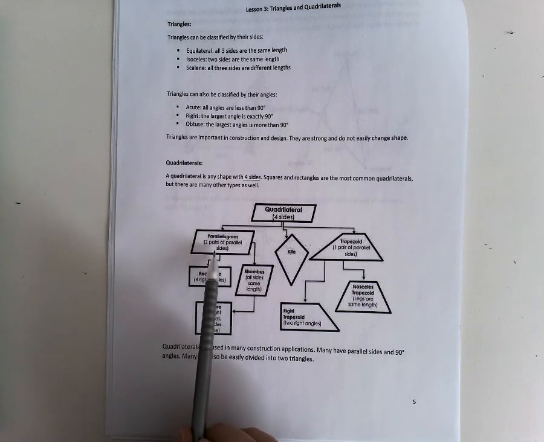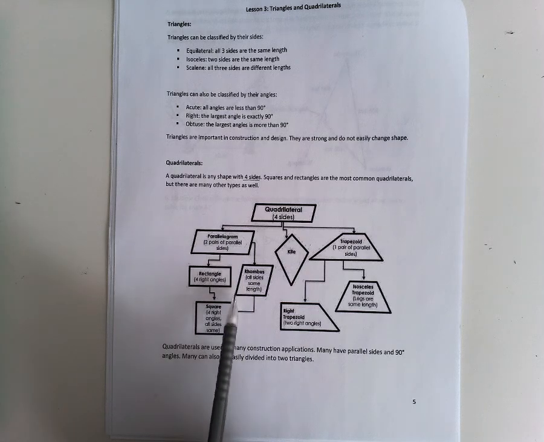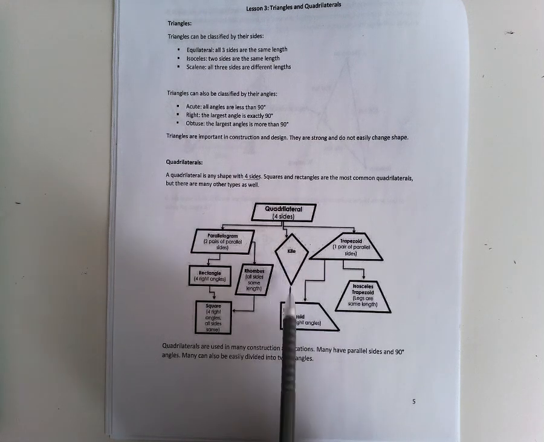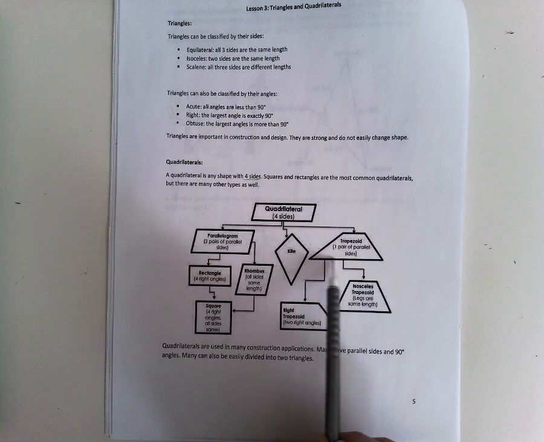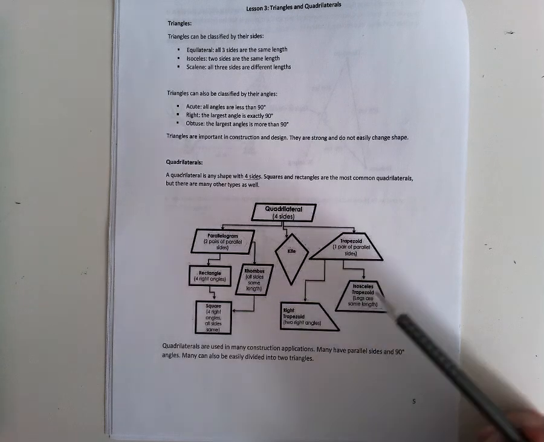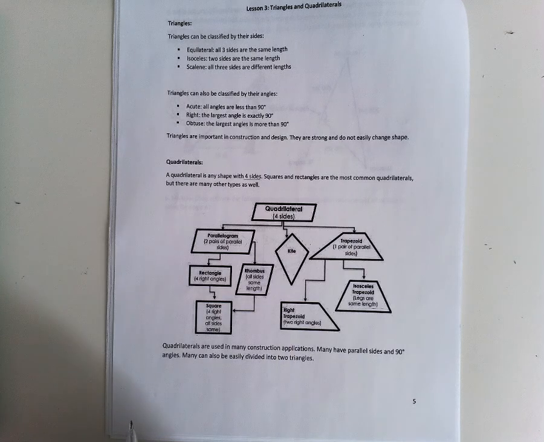You can also have a parallelogram where you have two sides that are parallel, or a rhombus where it's a parallelogram but where all the sides are the same length. You can have a kite where two sides are the same length and two other sides are the same length. You can have a trapezoid where there's parallel sides, an isosceles trapezoid where you've got parallel sides but where these legs are the same length. You can also have a right trapezoid which has two right angles within it.